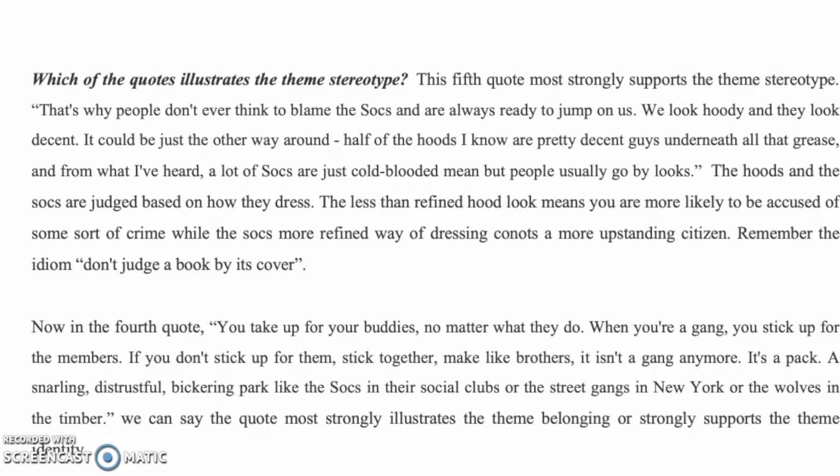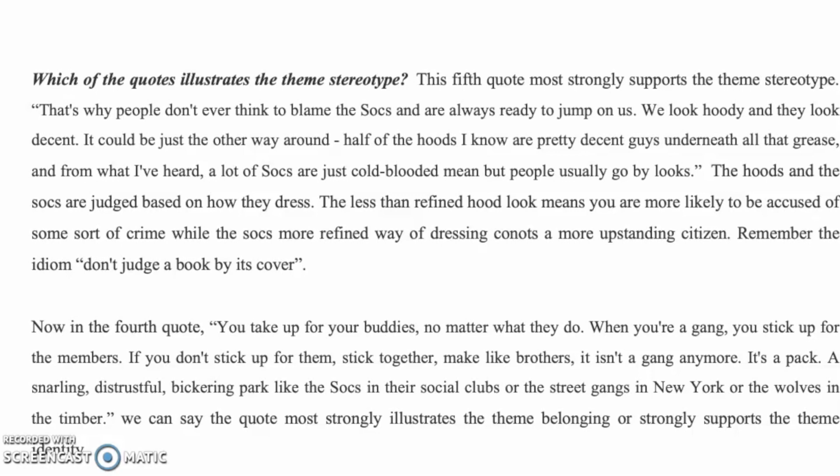Which of the quotes illustrates the theme stereotype? The fifth quote most strongly supports the theme stereotype. "That's why people don't ever think to blame the Socs and are always ready to jump on us. We look hoody and they look decent. It could be just the other way around. Half of the hoods I know are pretty decent guys underneath all that grease. And from what I've heard, a lot of Socs are just cold-blooded, but people usually go by looks." The hoods and the Socs are just based on how they dress. The less than refined hood look means you're more likely to be accused of some sort of crime, while the Socs' more refined way of dressing connotes a more upstanding citizen.